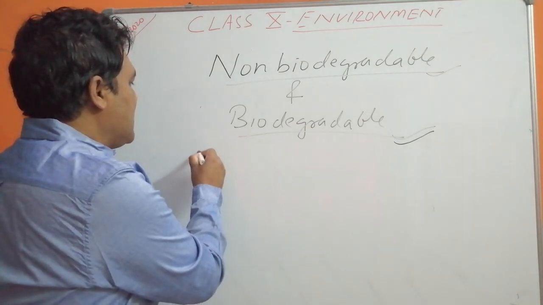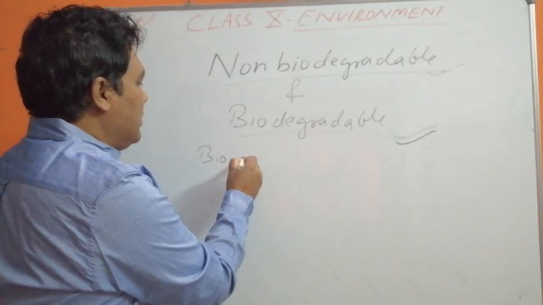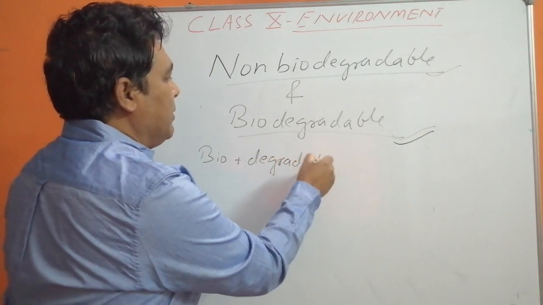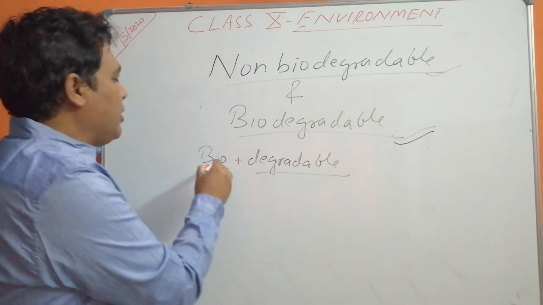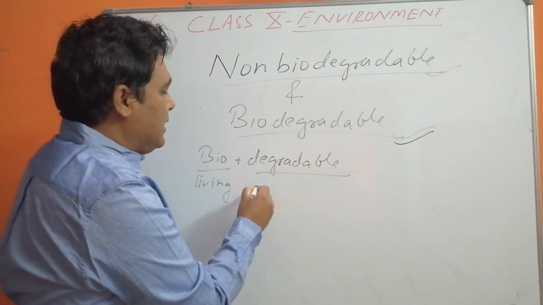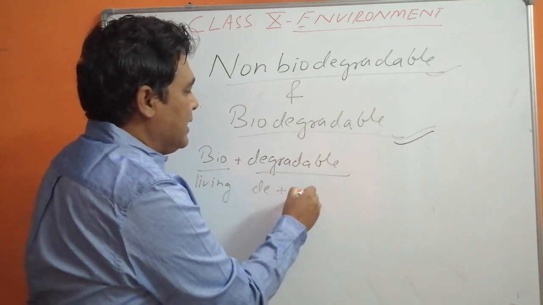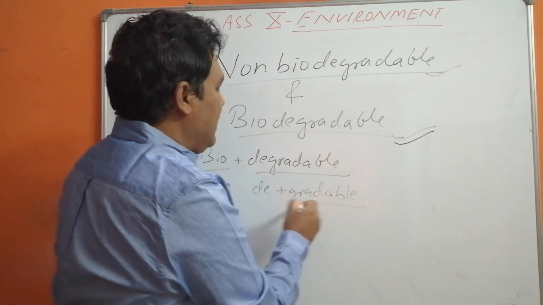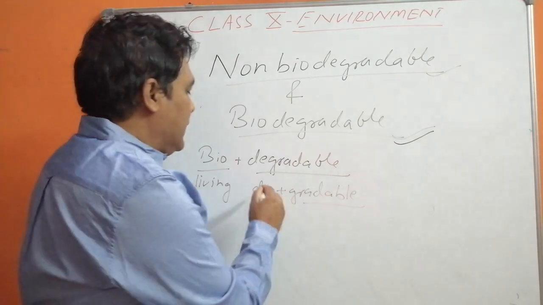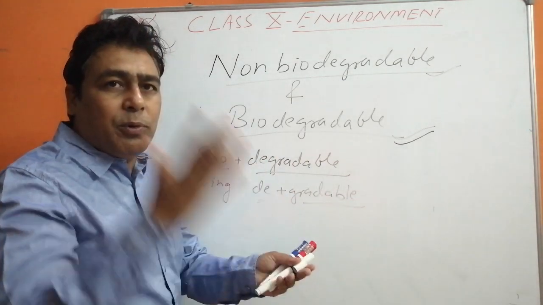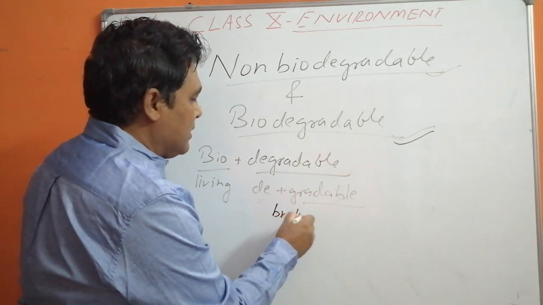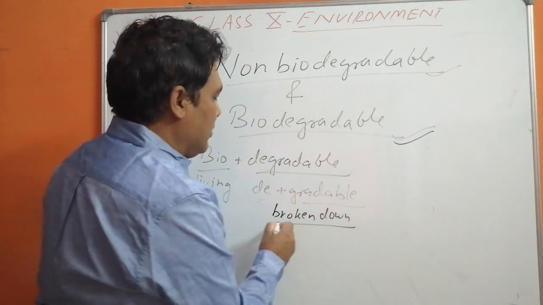So there are substances which are biodegradable. We are going to break the word into parts. When we say bio, it means living, and degradable, again I am going to divide. Degradable means that it can be gradually broken down. Degrade means which can be broken down into substances. So this means broken down.